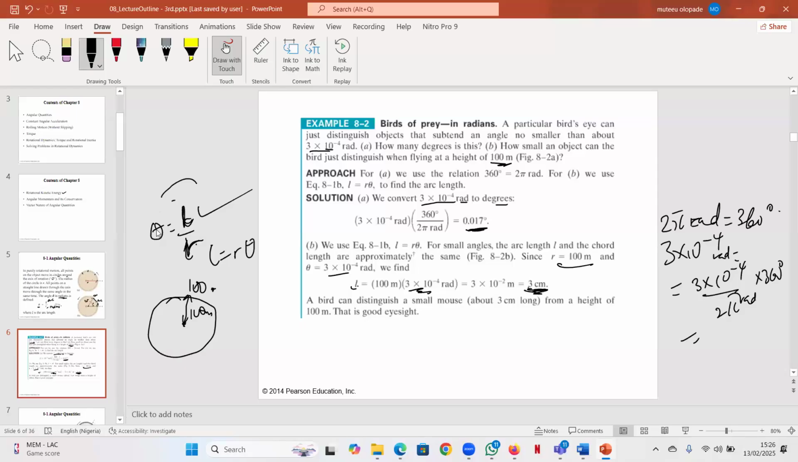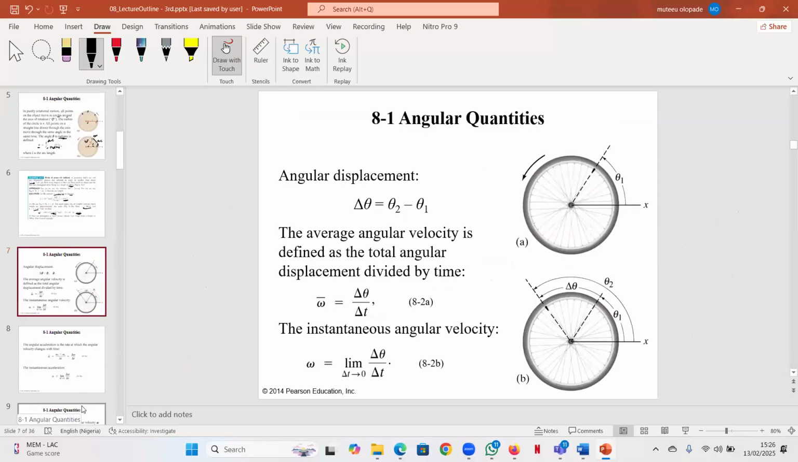So take note of this formula as well. Now, we have a situation where there's a change. Maybe there's a displacement from where the object was before to this place. Initially, it moved from here to here and from here to here. So instead of having normal displacement as in mechanics, here we now have what is referred to as angular displacement. So angular displacement will be theta 2 minus what? Theta 1.